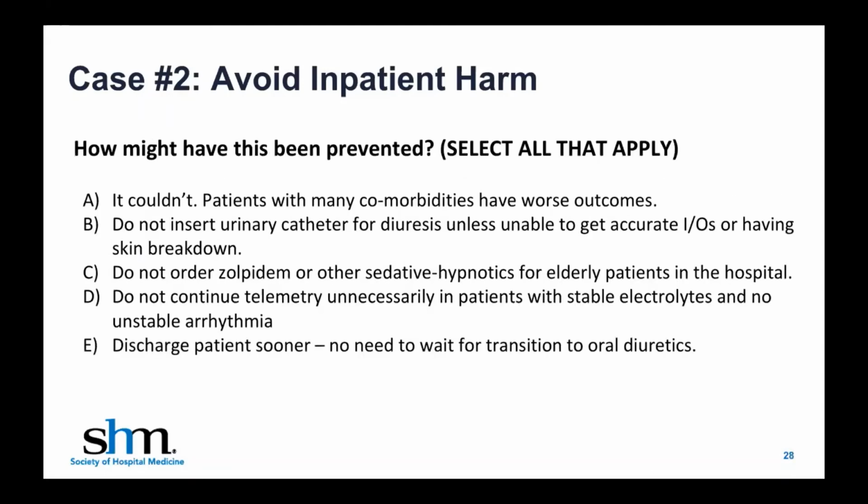Thinking about the harms that could have been prevented, A, they couldn't. This patient was sick, they have worse outcomes, and bad things happen. B, do not insert urinary catheters for diuresis unless you are unable to get accurate I's and O's or patients are having skin breakdown. C, don't order zolpidem or other sedative hypnotics for elderly patients in the hospital. D, don't continue telemetry unnecessarily in patients with stable electrolytes and no unstable arrhythmias. Or E, discharge the patient sooner. We don't need to wait for a transition to oral diuretics before they leave the hospital.